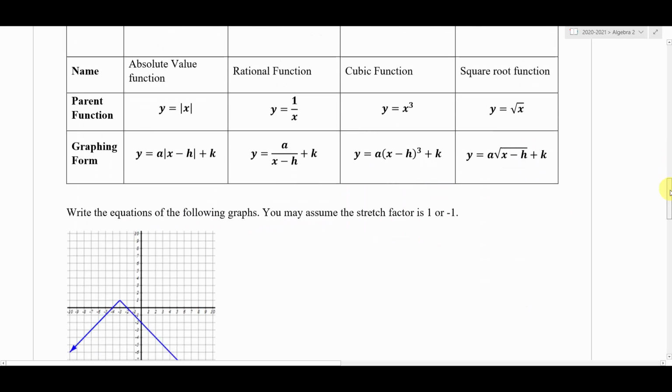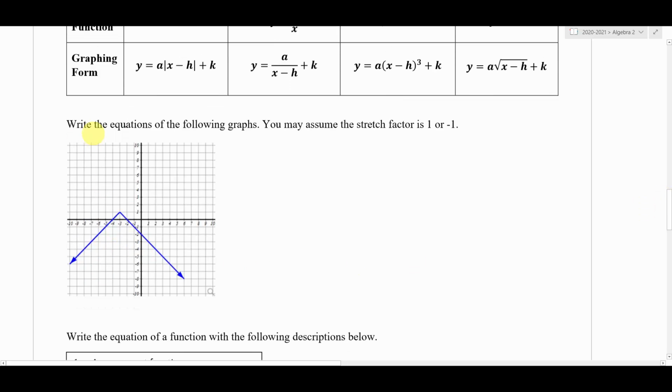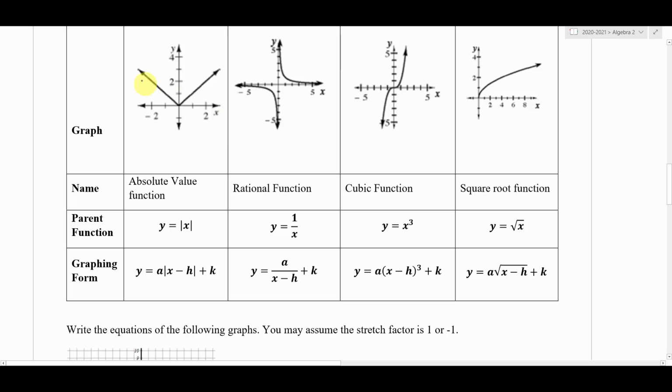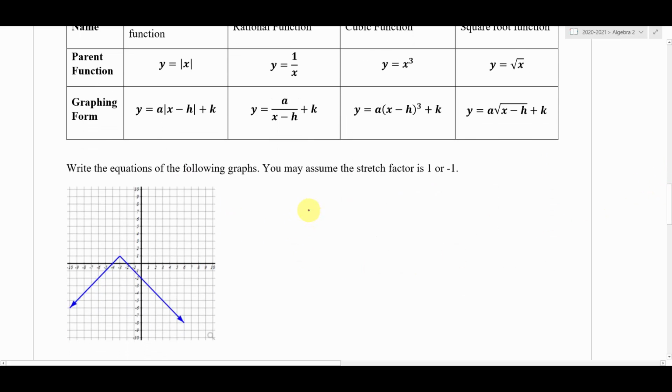All right, so let me give you an example. All right, so here we have a graph. It says write the equation, and I instantly recognize this V shape. That's one of the graphs that we talked about, right? So if I go up here, here's the V shape, and that's an absolute value function. So this is my blueprint for writing that equation. All right, so I'm going to go down here, and I'm just going to start with my blueprint. y equals a, absolute value bar, x minus h, plus k. Okay, so this is what my equation is going to look like.